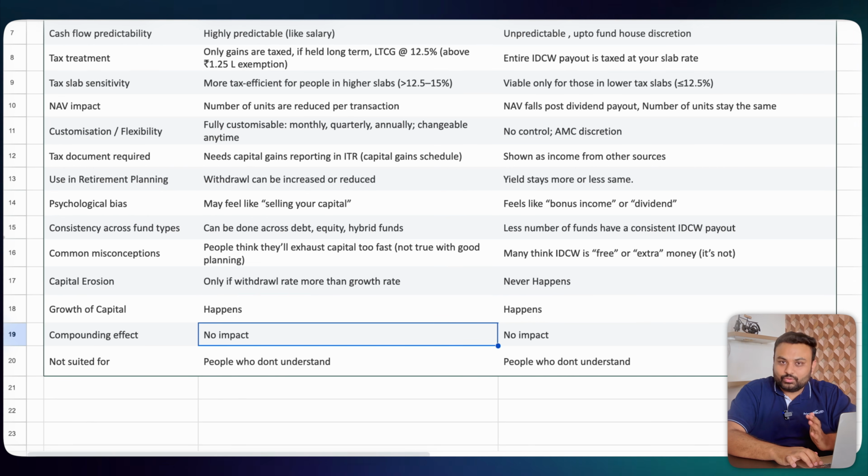Compounding effect, there's no impact. In both the cases, it is going to be the same. If you reinvest the dividend back into the fund, or if you keep the money in growth mode, there's no impact on the compounding process.